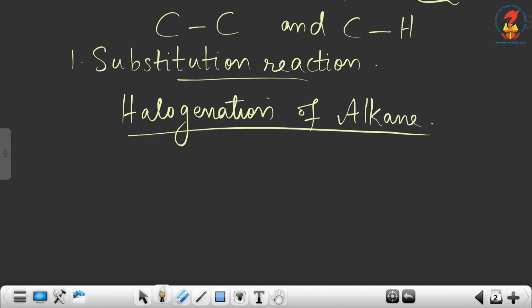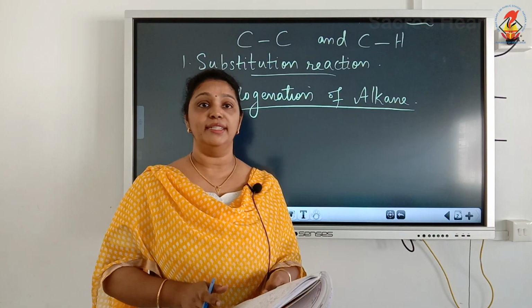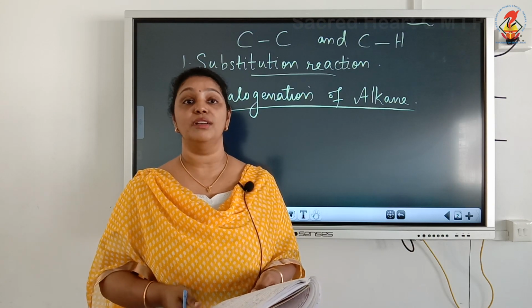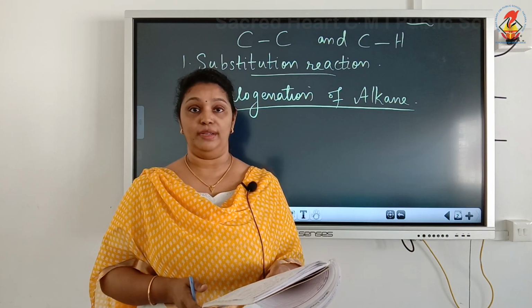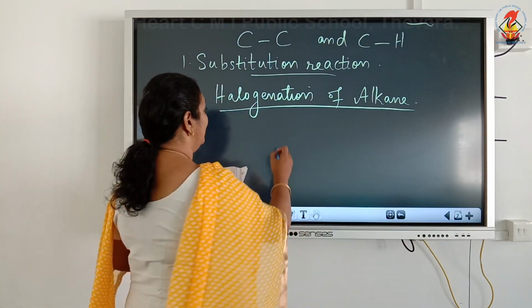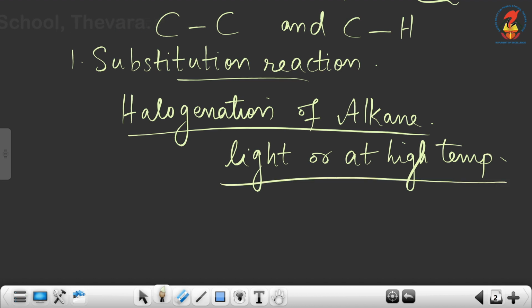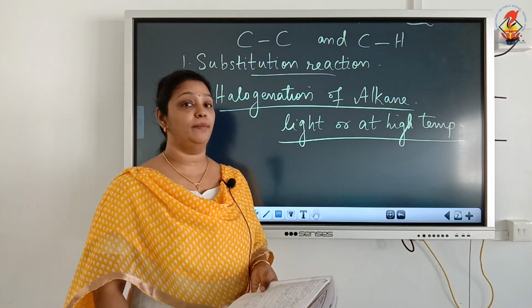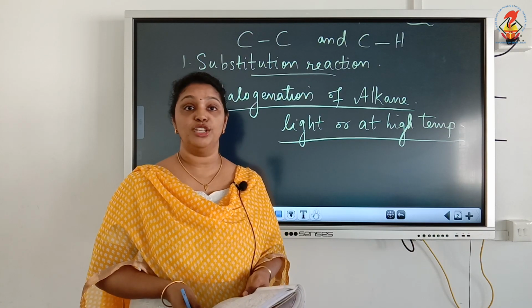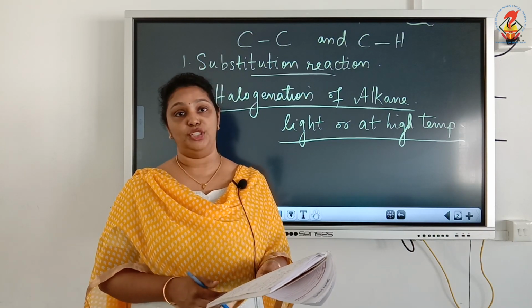Now, what do you mean by halogenation of alkane? Halogenation of alkane means the hydrogen atom in alkane can be replaced or substituted by a halogen. Usually this halogenation takes place in the presence of light or at high temperature. So, this is the condition for the halogenation reaction of alkanes: the reaction must be carried out in the presence of light or at high temperature.